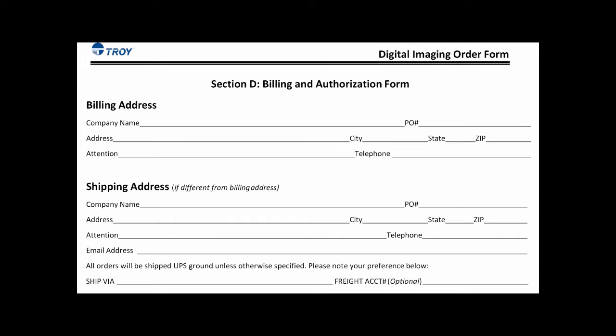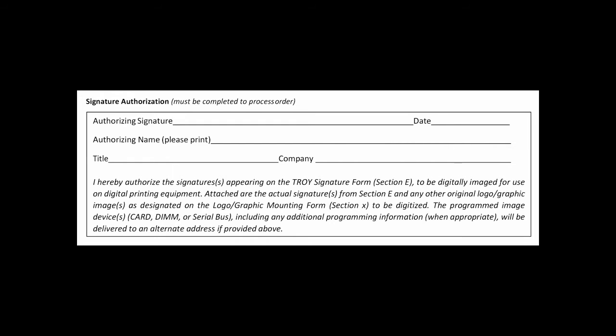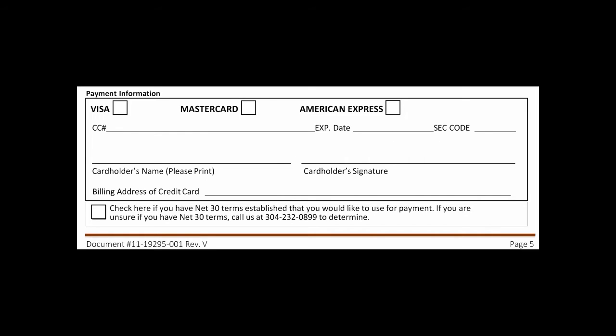Complete section D on page 5 by including your billing and shipping information. If you would like for the device to ship a method other than ground, please add that and a freight account if applicable. We require an authorization signature for all digital imaging orders. Please complete this section authorizing Troy to make a digital image of your signature.